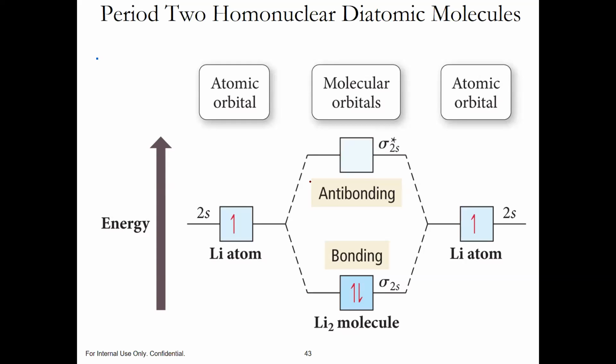Lithium. Here's lithium. We're just going to put the valence electrons, because the valence electrons are what do the chemistry, not the core electrons. So we have 1 electron in this s orbital, 1 electron in this s orbital. When they come together, 2 electrons here. Pretty simple. What's the bond order? Same as before. 2 minus 0 divided by 2 equals 1. So lithium predicts a bond order of 1. All right.